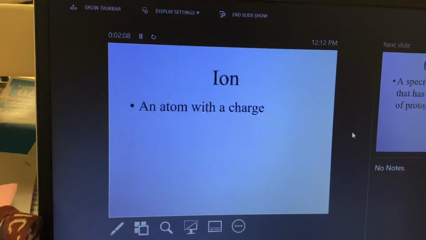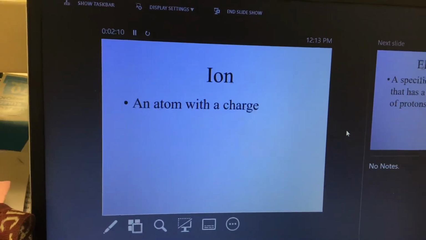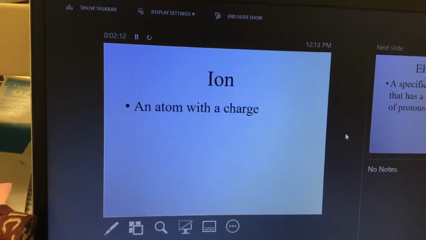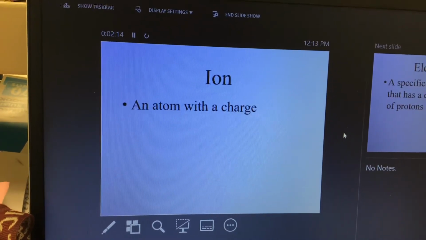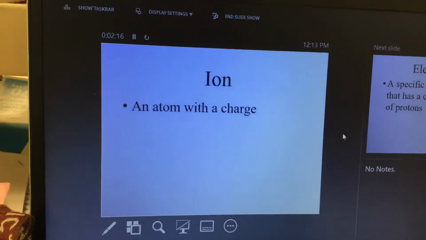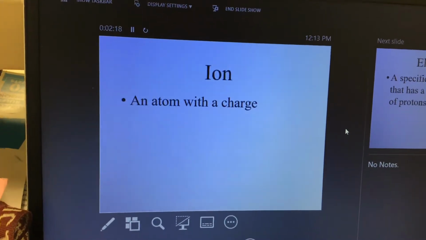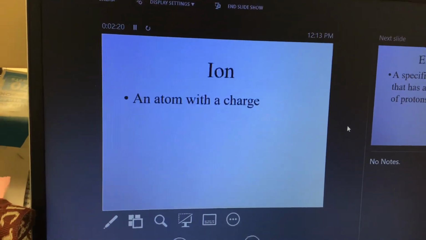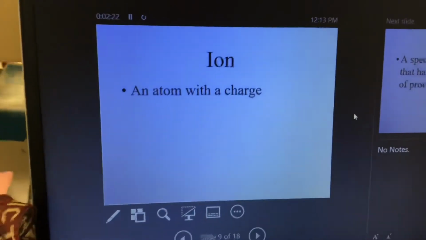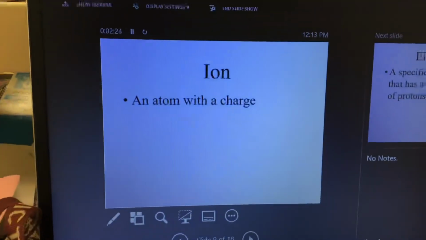Okay, so if it has more or less electrons than it's supposed to, we call it an ion. If it has more negatives, we say it's negatively charged, or if it has less electrons, we would call it positively charged. Hopefully that is clear, makes sense.